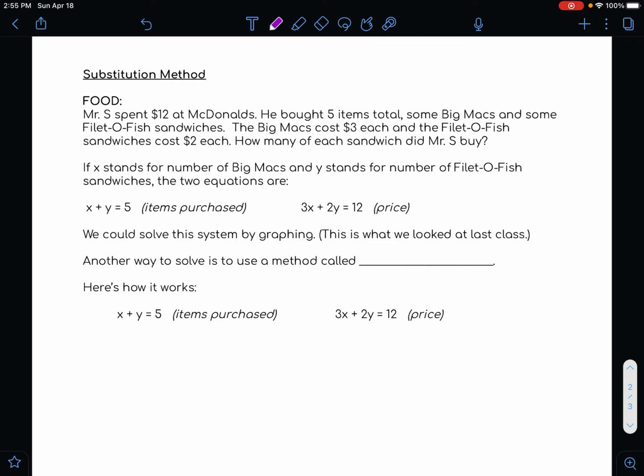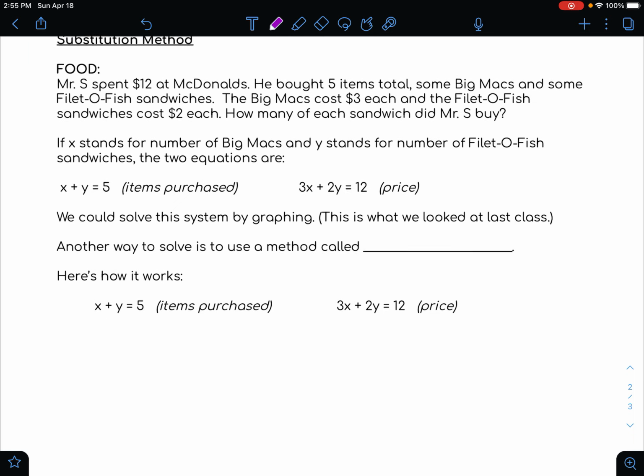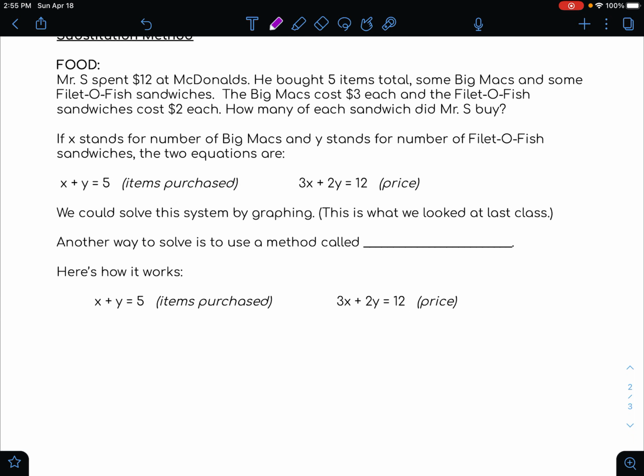How many of each sandwich did Mr. S buy? Shout out to Lucas on this. I was reading some of the getting to know you sheets and I noticed that his picture of what makes him happy is a Big Mac, and that certainly also makes me happy. So something that we can agree upon there.